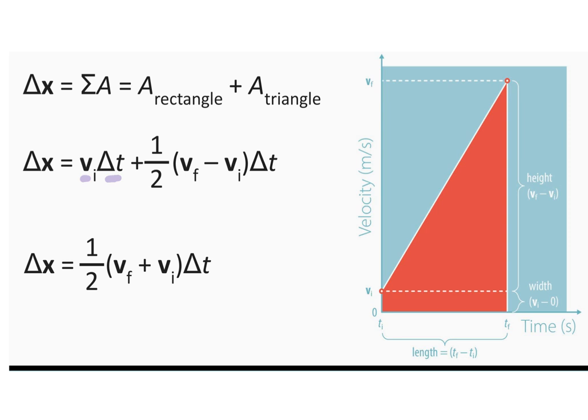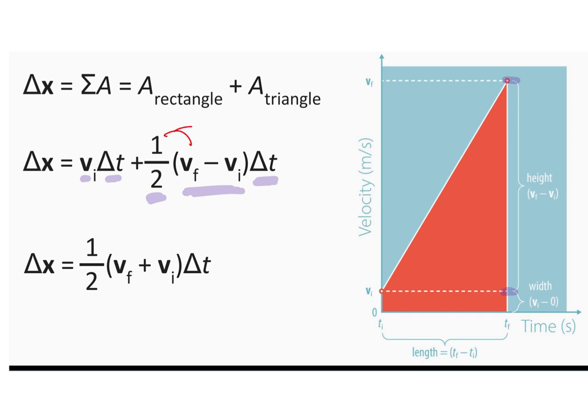Triangle is 1/2 base times height. 1/2, that's easy. My base is still my change in time, 1/2 my base. My height, however, is my velocities. My final velocity minus my initial velocity, that's my height. So 1/2 your base times your height. That's the area of the triangle. Yes?